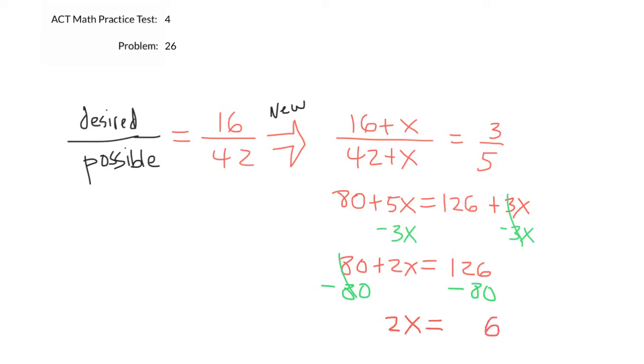We end up with that. And then when we divide both sides by 2, I'm not going to write that. I'm just going to say dividing both sides by 2, we're going to end up with X equals 23. And that is the answer, and that is G.